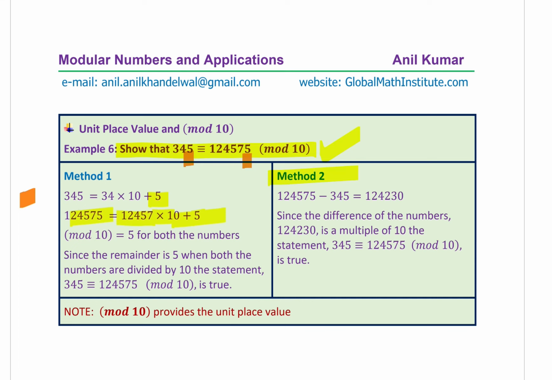You could also adopt a second method, that is difference of A and B, right? That is critical. So if I do A minus B, in this case, what do I get? I get a number whose last digit is 0. Well, if the last digit is 0, dividing by 10 will leave that particular zero, right? So both will give us the same answer. Now this number is an integer multiple of 10, correct? The difference is an integer multiple of 10, and therefore we say that the statement is correct, right? So since the difference of the numbers, this 1, 2, 4, 2, 4, 3, is a multiple of 10, the statement given to us is true, correct?